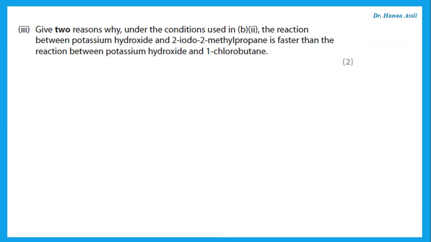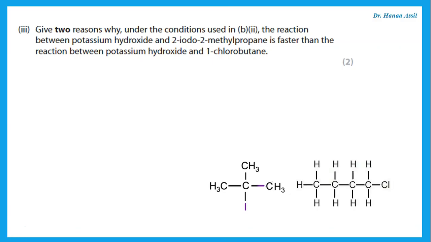Give two reasons why, under the conditions used, the reaction between potassium hydroxide and 2-iodo-2-methyl-propane is faster than the reaction between potassium hydroxide and 1-chlorobutane. So we're comparing between the reaction with 2-iodo-2-methyl-propane and 1-chlorobutane, and we're told to explain why the 2-iodo-2-methyl-propane is faster.